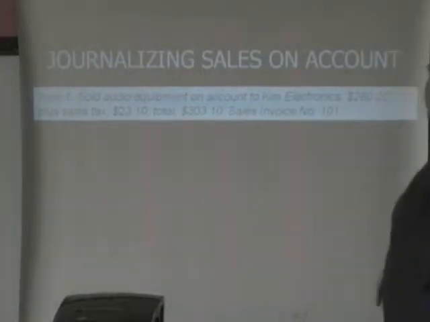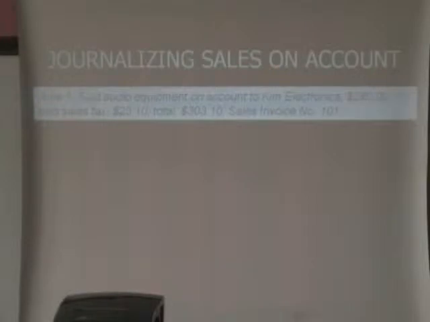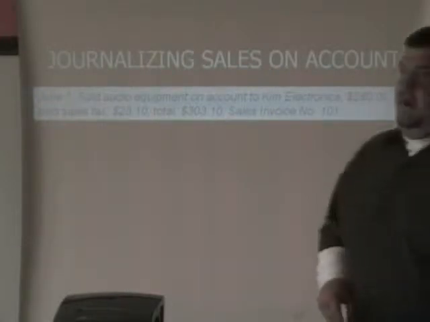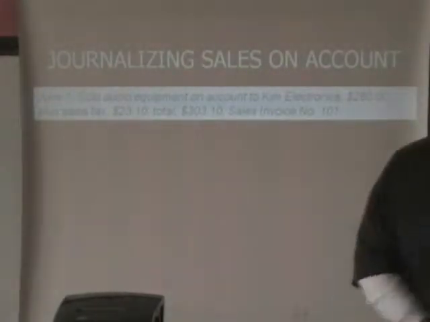Okay, guys, here's our transaction. Sold audio equipment on account to Kim Electronics. $280 plus your sales tax for a total of $303.10. Your sales invoice number is 101. Remember, accounts receivable is what? An asset, right? Yes, it's an asset.